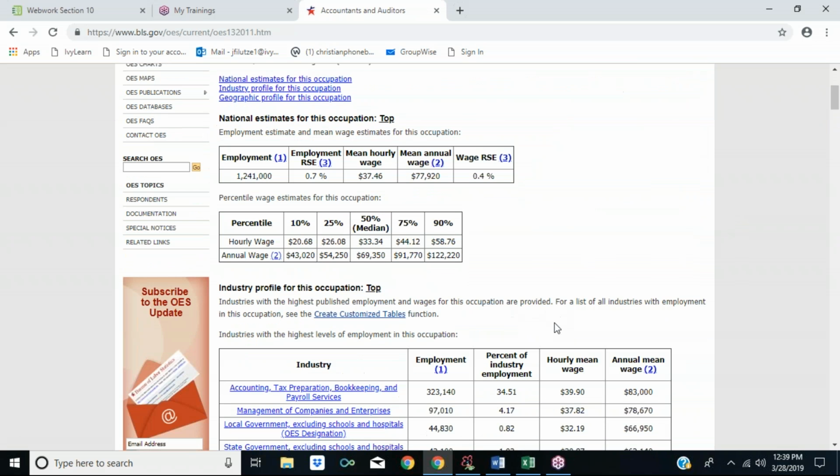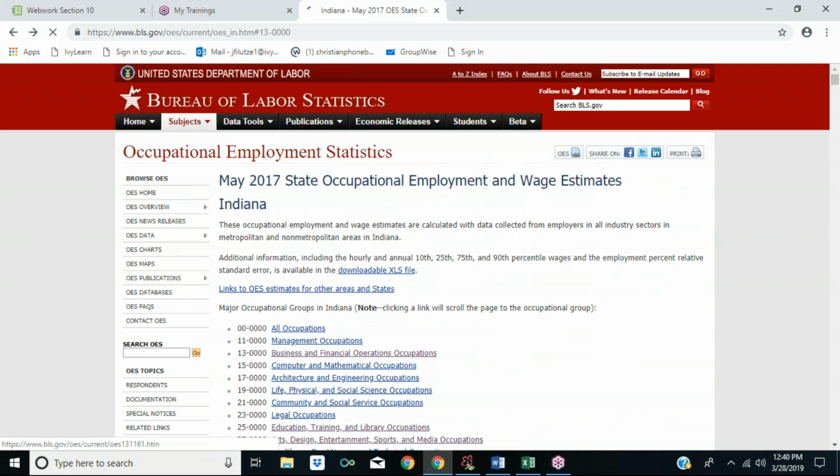And the median income we're looking for, the median, that would be the 50th percentile. So we're looking at this one. So what you would use for accounting is 69,350. All right. And if we're looking up nursing, let's look up nursing.